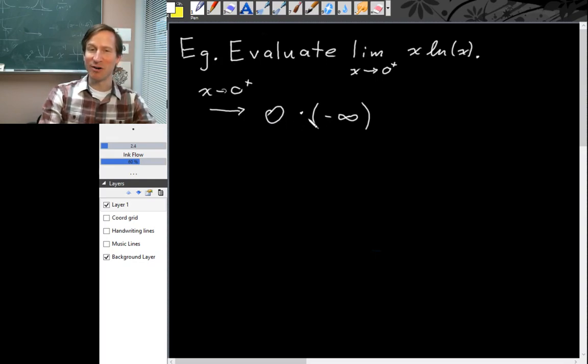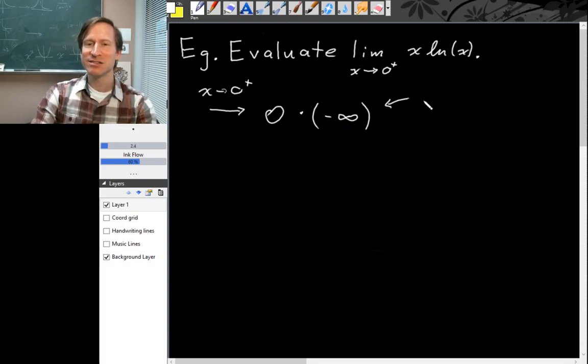So 0 times minus infinity, well, on the one hand, the 0 is trying to make this product small, close to 0, and the minus infinity is trying to make this product big, that is close to negative infinity. And without more information, other than just 0 times negative infinity, it's impossible to know which one of these influences wins out. So we can't tell if this goes to 0 or goes to minus infinity or maybe something in between. It's impossible to say. This kind of situation where you have an expression where you actually can't know what it evaluates to is called an indeterminate form.